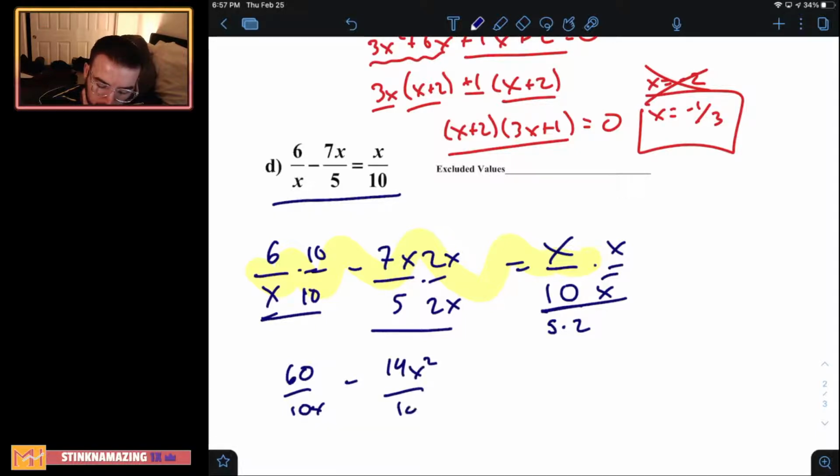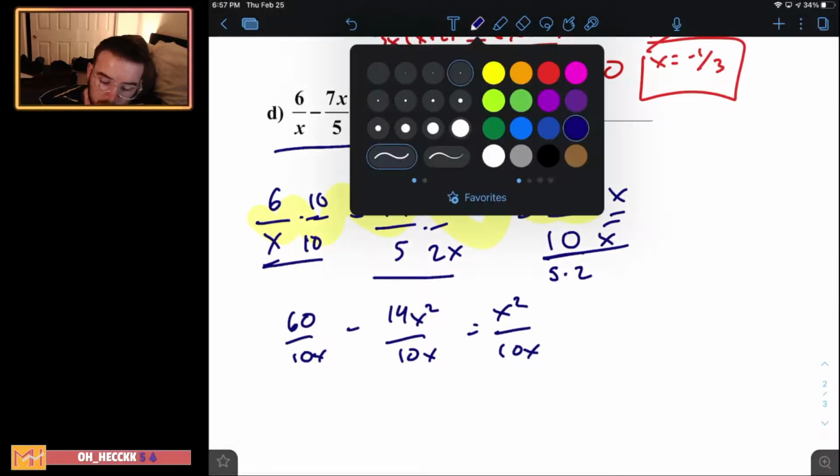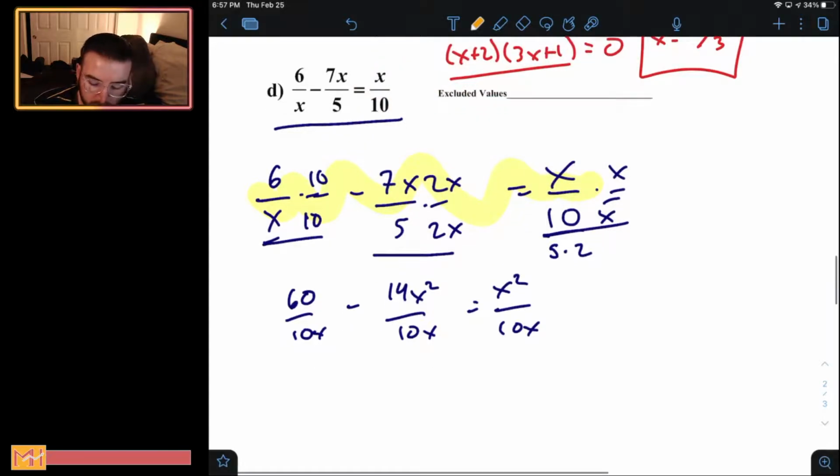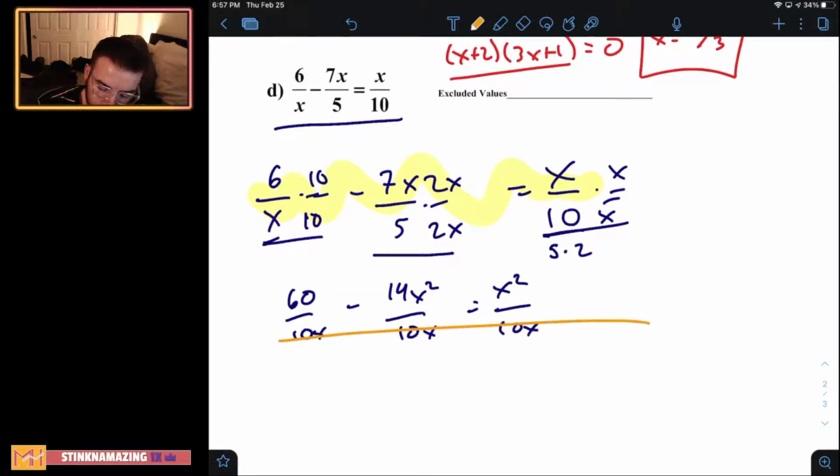14x squared over 10x equals x squared over 10x. What I was about to say was that I guess I don't need to write the denominator, but maybe on this one we should, just so you can really see how that combines together. 5 times 2, the 10 times x, etc. So now, again, we don't really care. 60 minus 14x squared equals x squared.